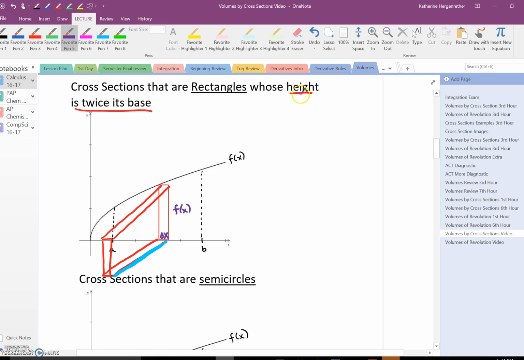And so since it says the height is twice the base, this side must be twice f of x, because f of x is sitting on the base of our shape. It's sitting down here. And so that's just one of these, and if we add up a bunch of them so that we can find the true volume, we would go from A to B of f of x times 2f of x times delta x or dx. And again, we can definitely rewrite this and bring the 2 out front, just a number, and put the f of x's together. And there's our equation for the volume of this rectangle.